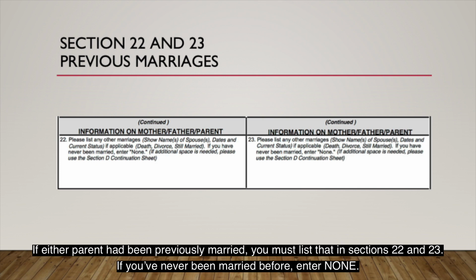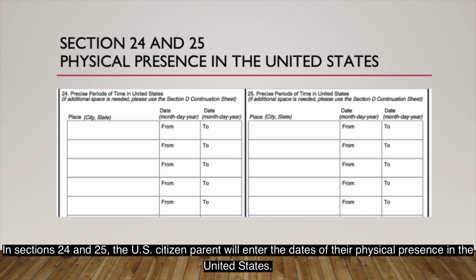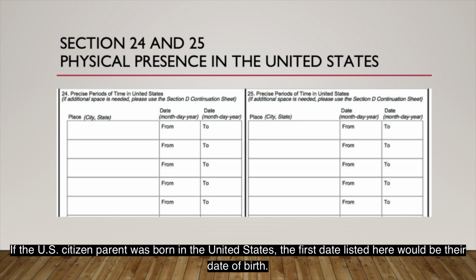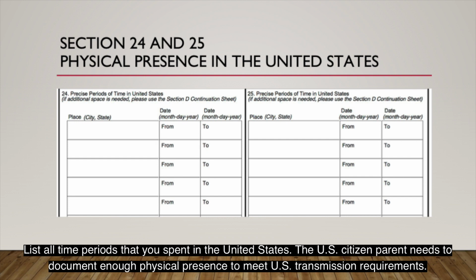If either parent had been previously married, you must list that in sections 22 and 23. If you've never been married before, enter none. In sections 24 and 25, the U.S. citizen parent will enter the dates of their physical presence in the United States. If the U.S. citizen parent was born in the United States, the first date listed here would be their date of birth. List all time periods that you spent in the United States.